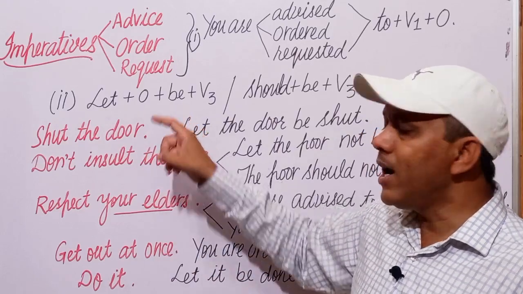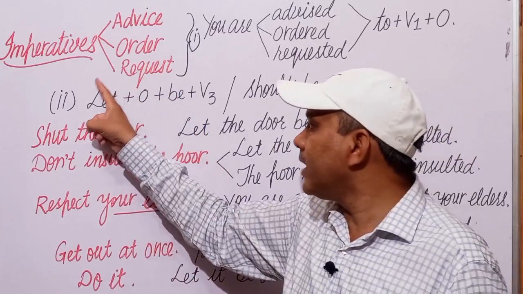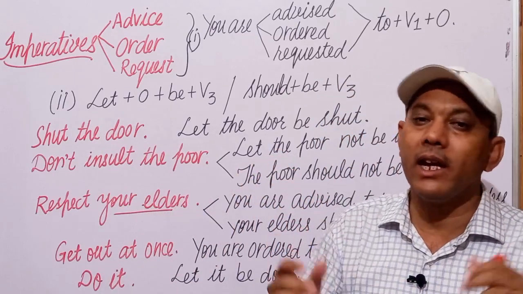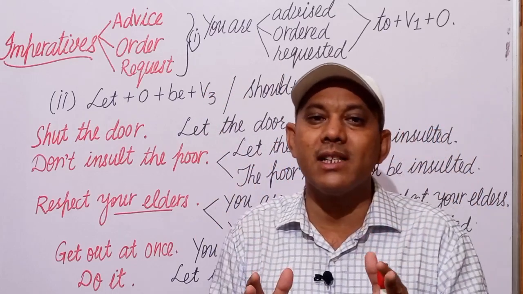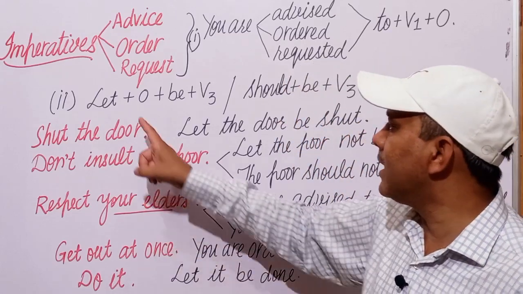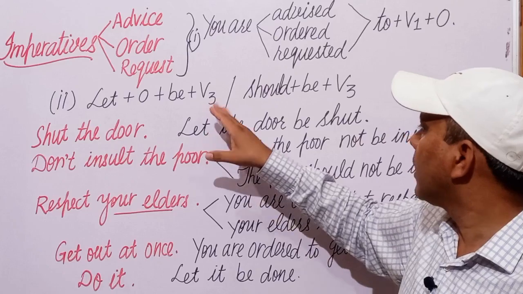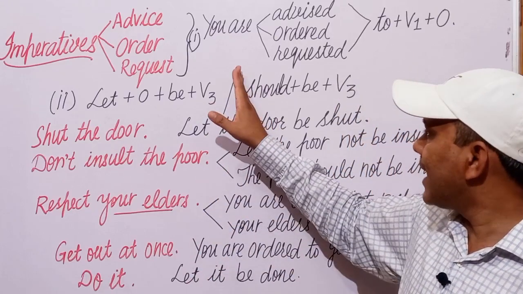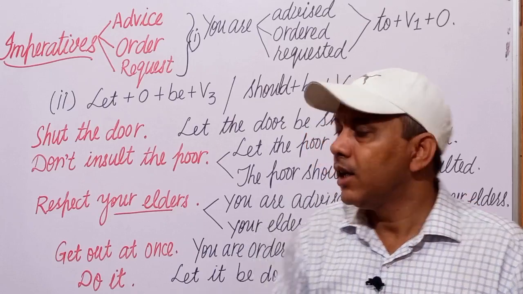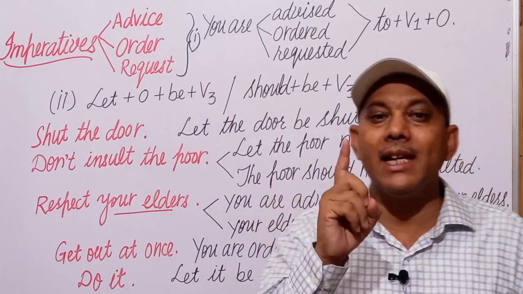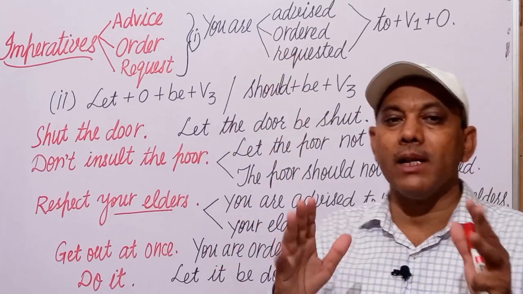Now, one more pattern is also there. We can make the imperative sentences beginning with let. We can make them passive beginning with let. With the help of this structure, we can change imperative sentences from active voice to passive voice. For example, let plus object plus be plus past participle, V3. One more structure is also there: should be plus past participle. It should be V3. With the help of these structures also, we can change imperative sentences from active voice to passive voice. Let us have a few examples.